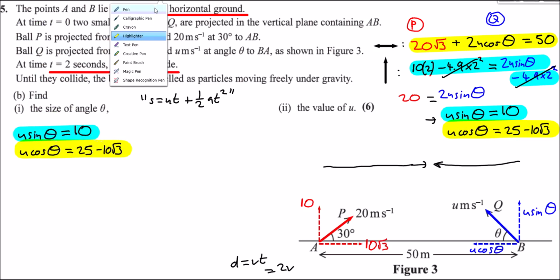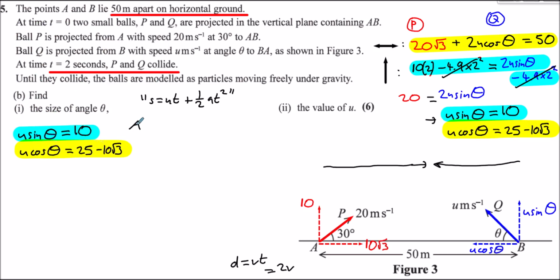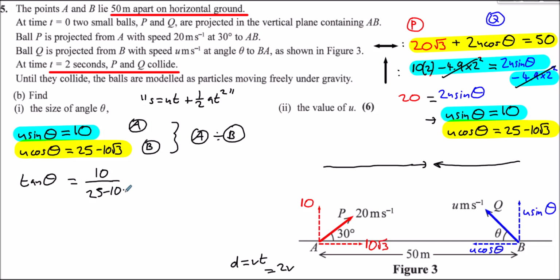So if I call the top equation, for example, A, the bottom equation B, it doesn't really matter what I call them. If I do A divided by B, that'll then give me u sine theta divided by u cosine theta. That'll then give me tan theta. So tan theta is going to equal 10, all divided by 25 minus 10 root 3. So therefore theta will be tan minus 1 of 10 over 25 minus 10 root 3.